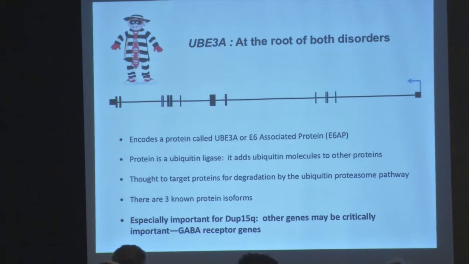And the protein is a ubiquitin ligase. It adds ubiquitin molecules to other proteins, and it's thought to target proteins for degradation by the ubiquitin proteasome pathway. And in fact, Martin's group and others have shown that it does that. There are 3 known protein isoforms that may or may not be discussed a little bit today. And again, I want to point out that there may be other genes that are critically important, especially for the Dup15q syndrome, and I want to point out the GABA receptor genes, which you'll hear a little bit about too.